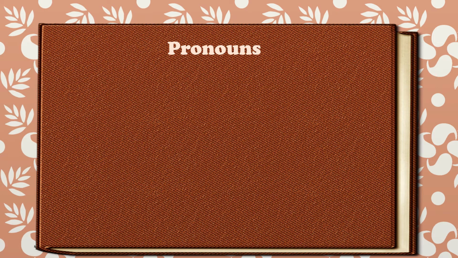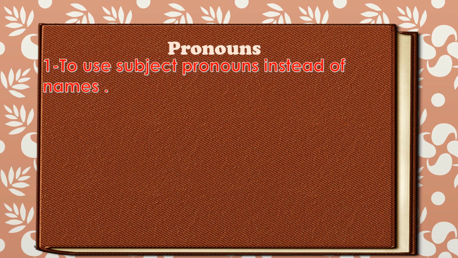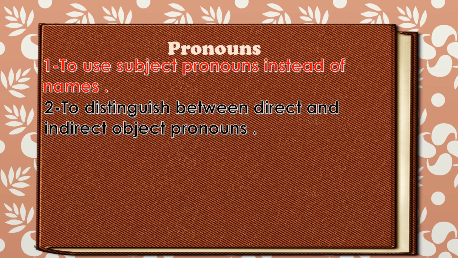In our previous lesson, we started with subject and object pronouns. As I told you, you can use subject pronouns instead of names or nouns if they are in the position of the subject. You can also use object pronouns, either direct or indirect object, after the verb. And we also distinguished between direct and indirect objects.